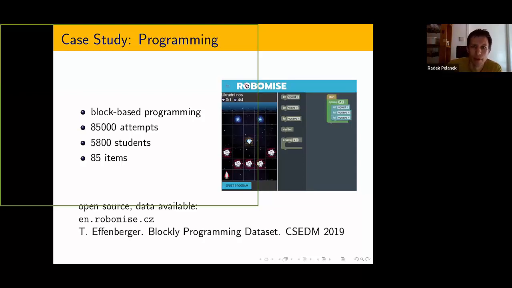So for our data, what we use is basic introductory programming, quite a common approach using block-based programming for kids. The size of the data is about 80,000 items, 3,000 students. We have 80 different programming problems that students solve. The system that we use is publicly available. It is even open source. And also the data that we use are available, and they are quite nicely described by one of my co-authors in this paper. So if anybody wants to play with programming data, you are welcome to try it.